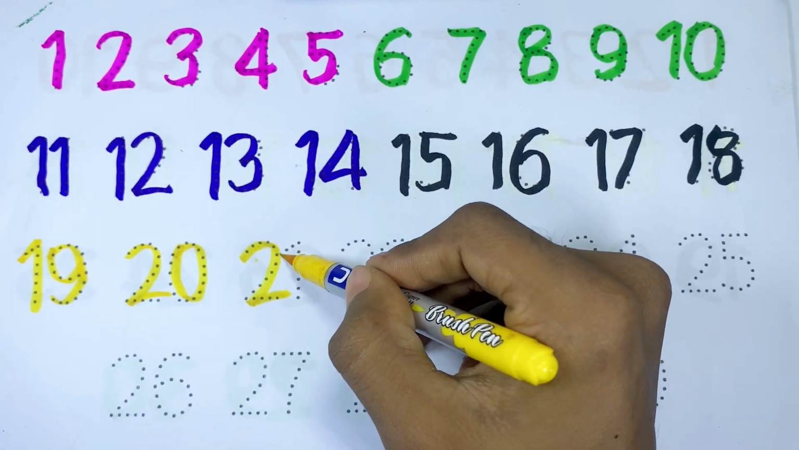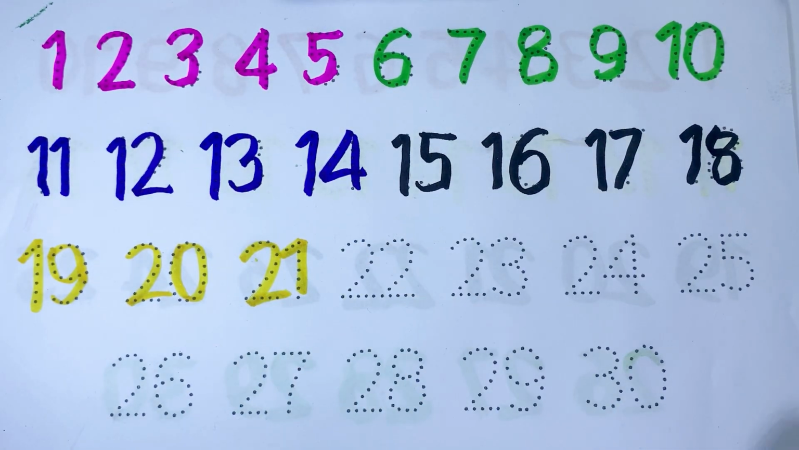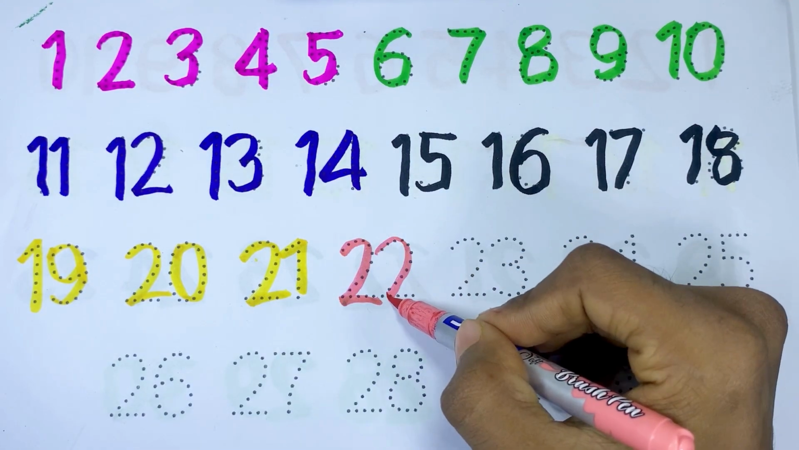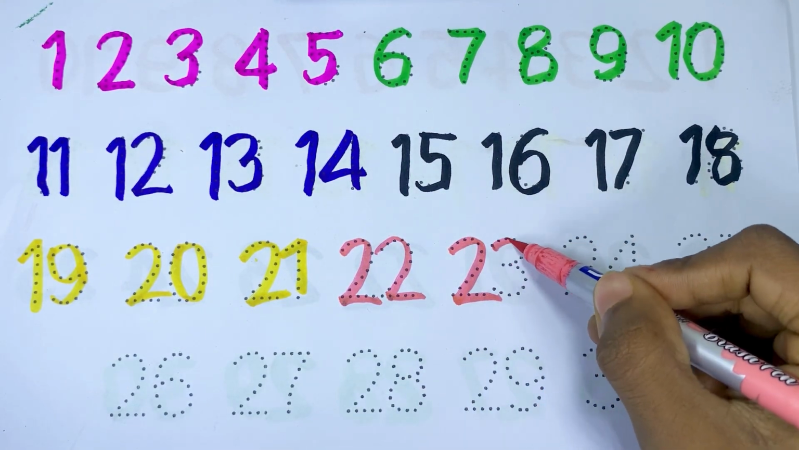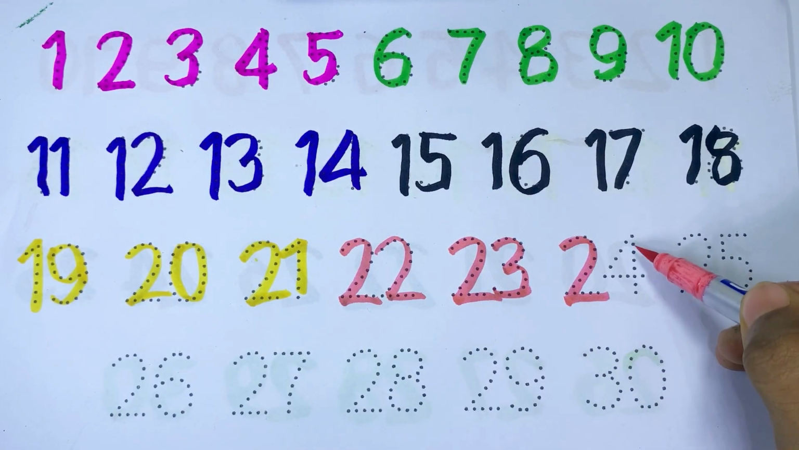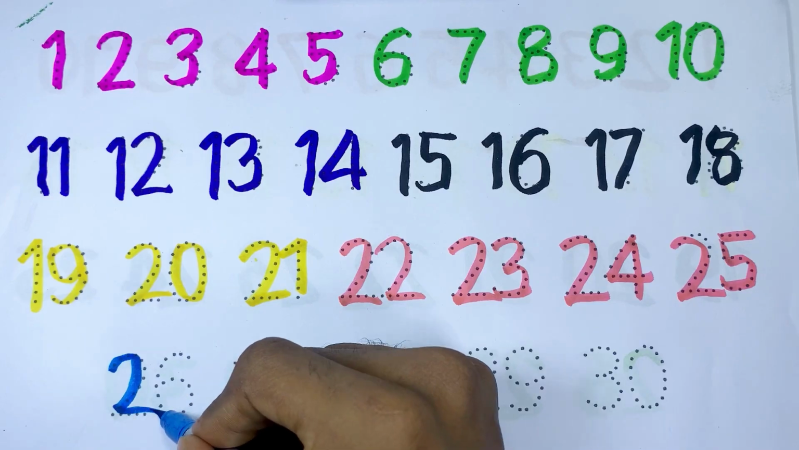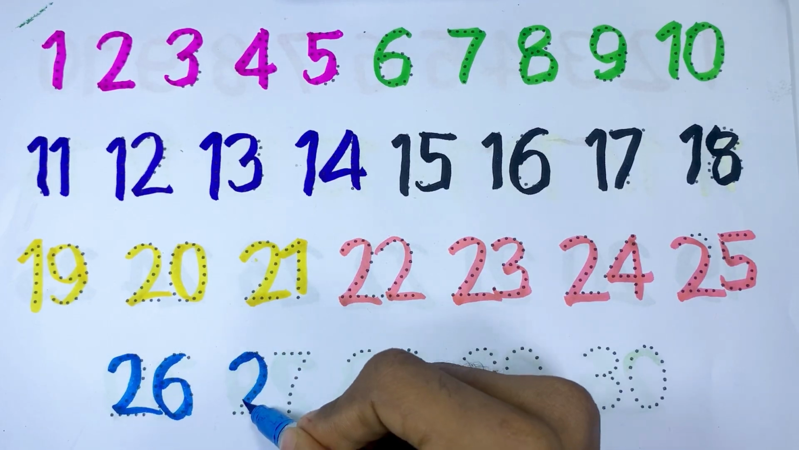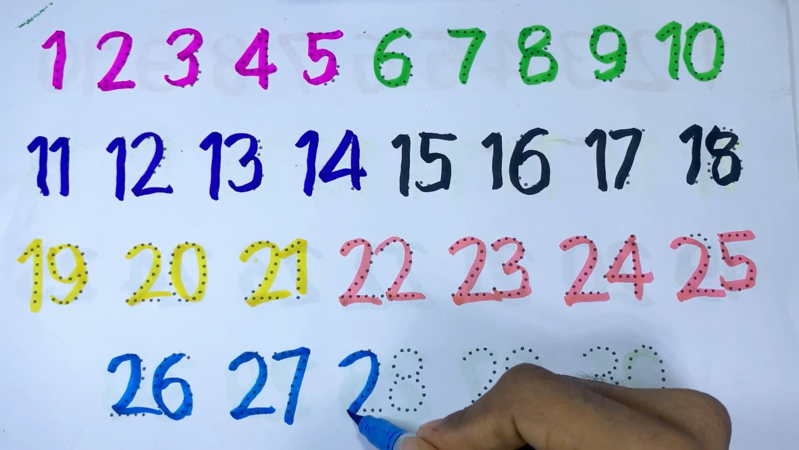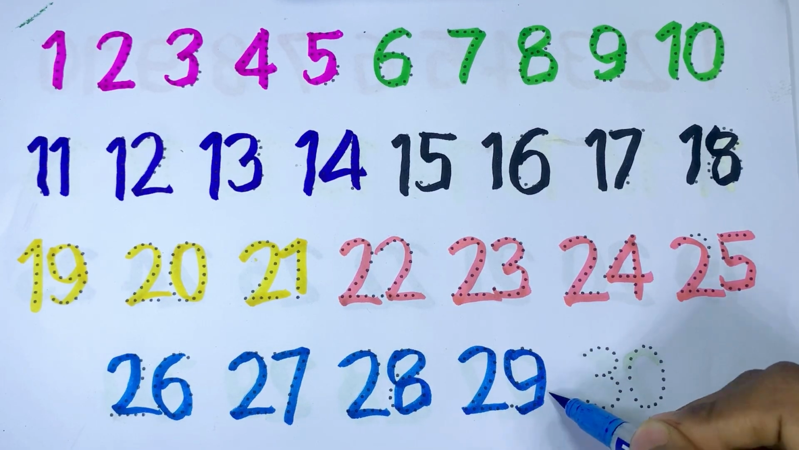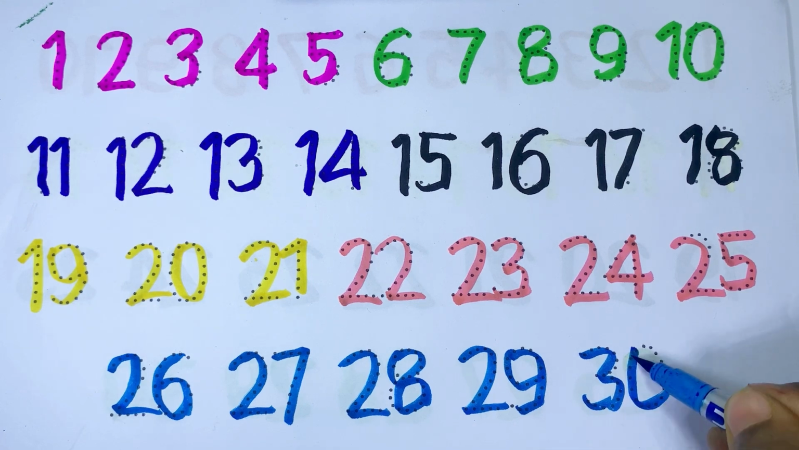20, 21. It's now you draw 22, 23, 24, 25. It's now you draw 26, 27, 28, 29. Last you draw 30.